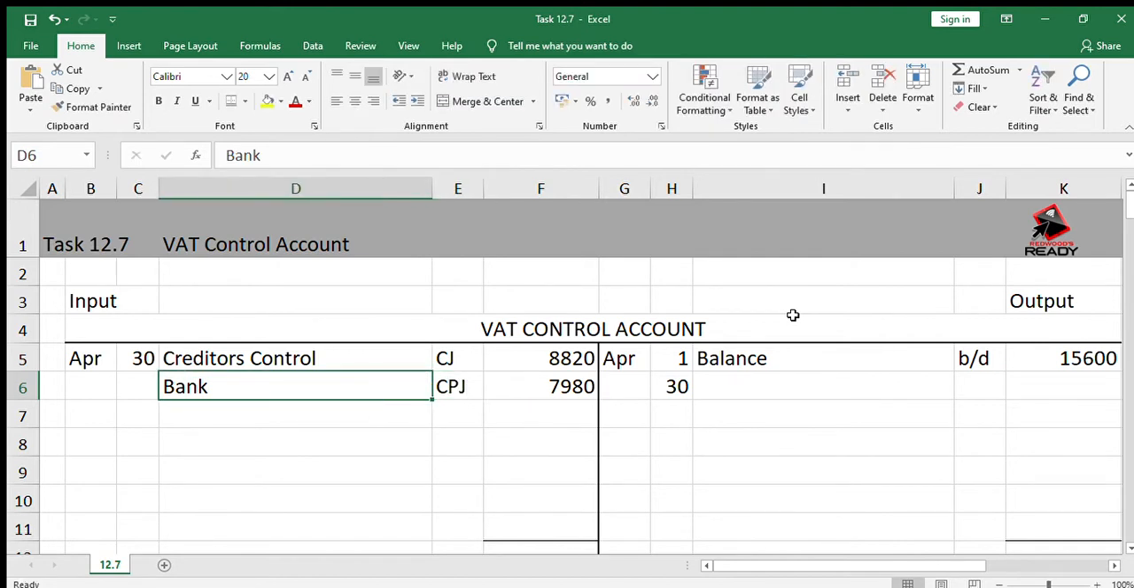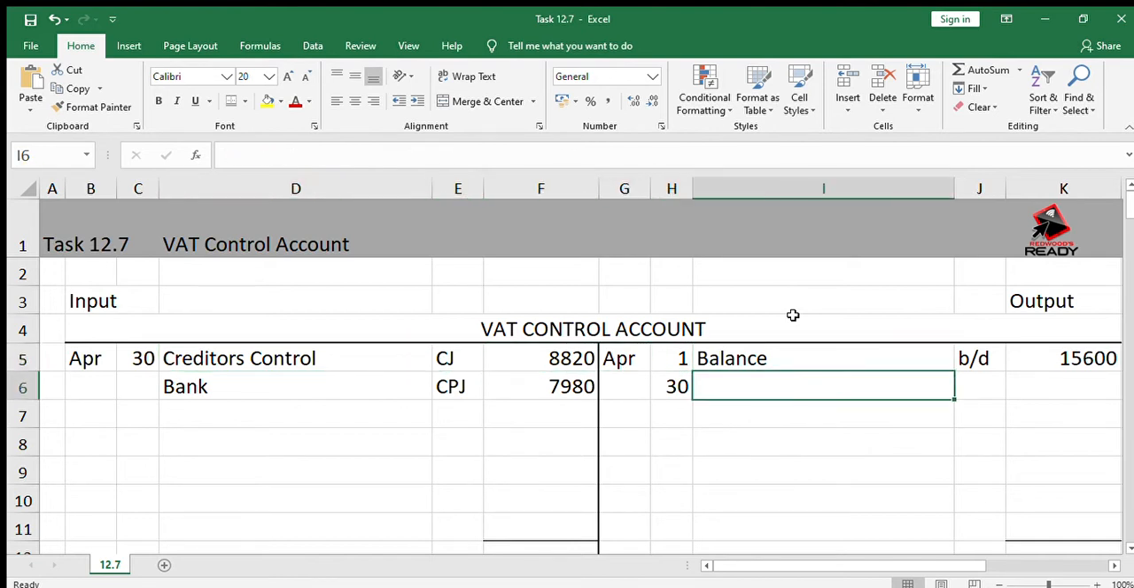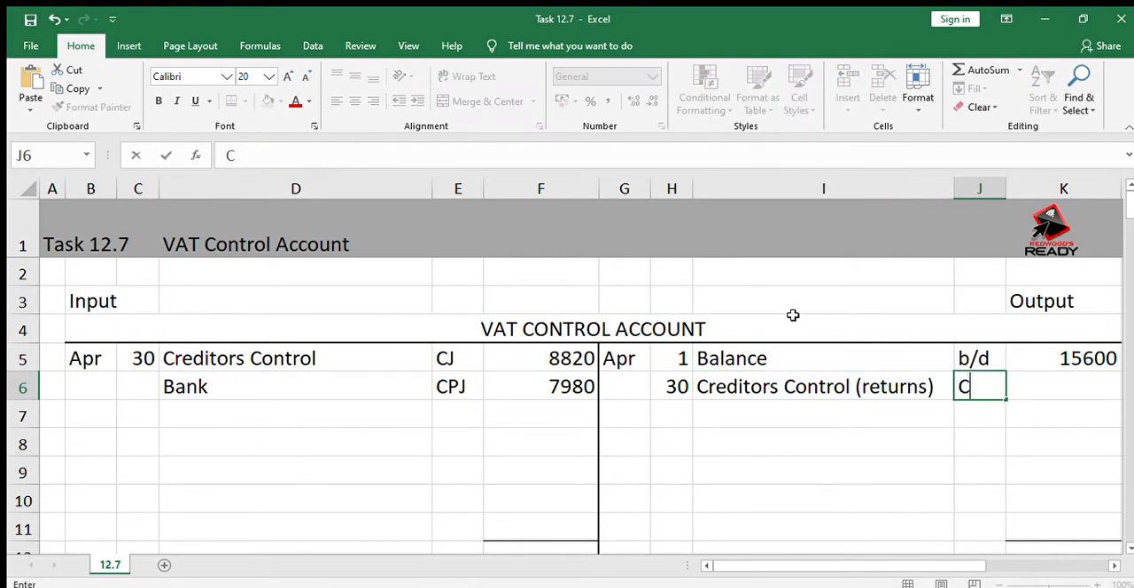D, total of debit notes for goods returned to suppliers 3,700 excluding VAT. For returns to suppliers, the opposite side is where the transaction was. Remember the purchases were on the debit side, so the returns will be on the credit side. On the credit side, I'm going to put creditors control, and just for this one, I'm going to put returns. If you notice, I didn't put anything in brackets for the other transactions because those are standard transactions. The folio is CAJ.